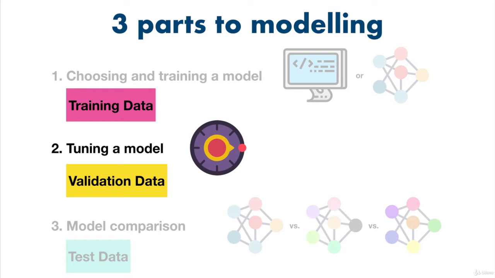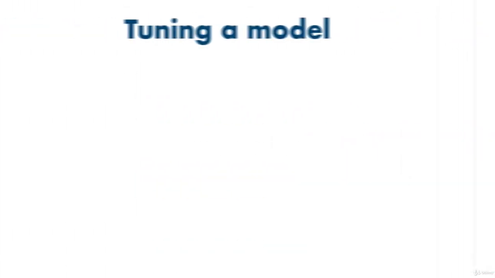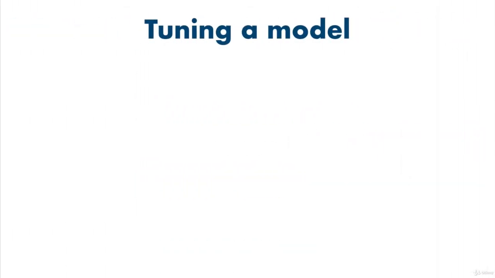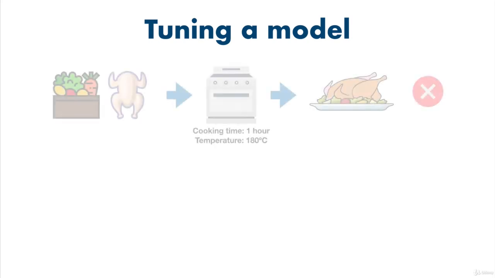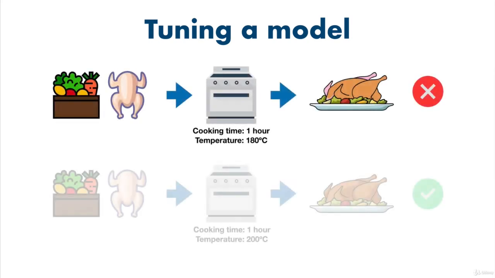Usually, this tuning will take place on a validation data split. However, if you don't have access to a validation set due to how you've done your training, validation, and test data split, it can also happen on the training data. Well, many models have different hyperparameters which can be adjusted. You can think of these as the same as dials on an oven.